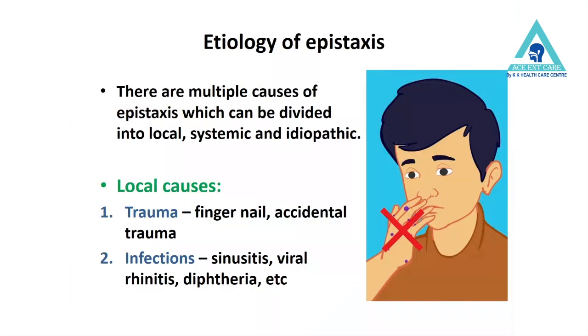What is the etiology of epistaxis? There are multiple causes of epistaxis which can be divided into local, systemic, and idiopathic. Local causes include trauma, which may be due to fingernail or accidental trauma, infections like sinusitis, viral rhinitis, and diphtheria, etc.